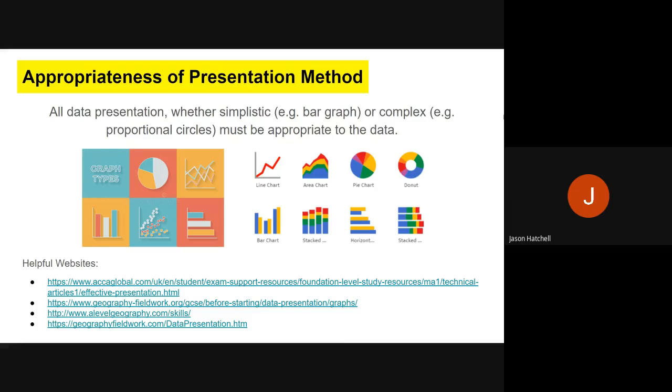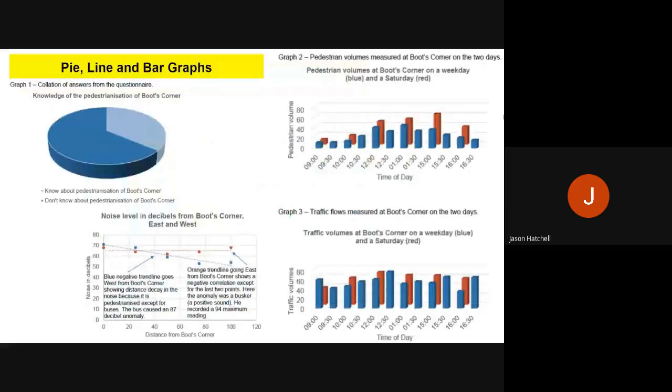So I'm going to take you through now some examples of presentation methods from past students' NEAs. You can use these as models and you can see how they have represented their own data. So first of all, we've got pie charts, line graphs, and bar graphs.